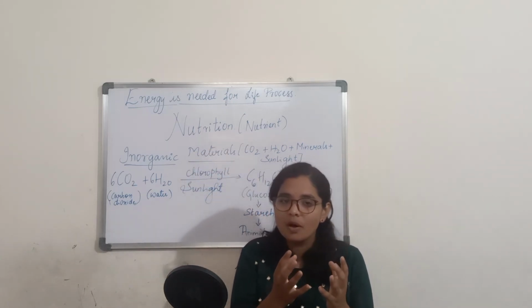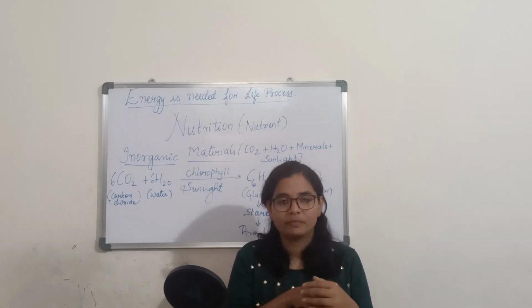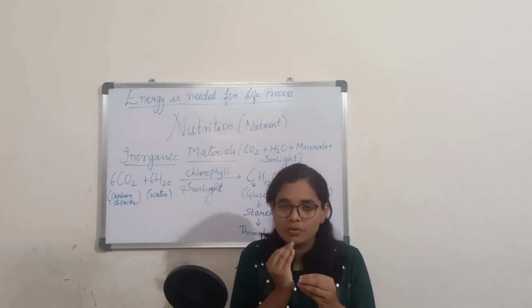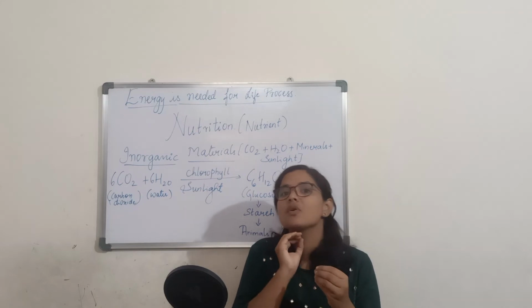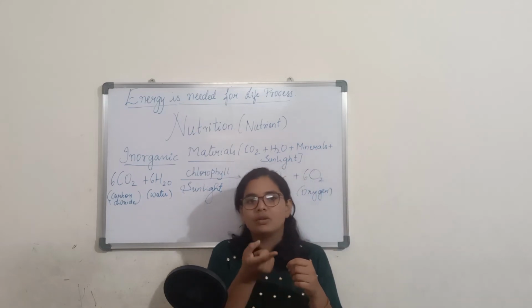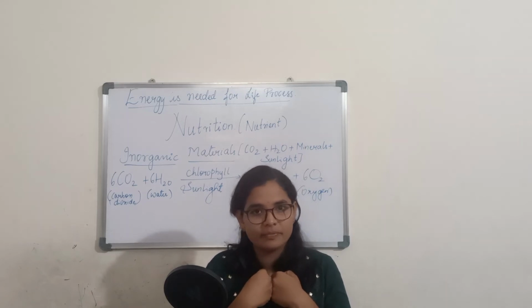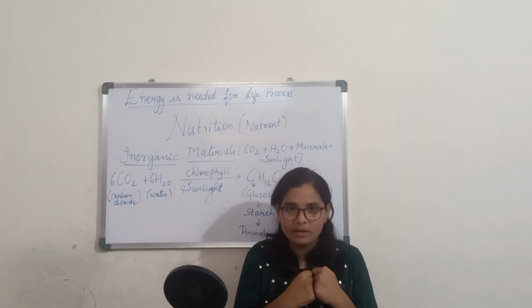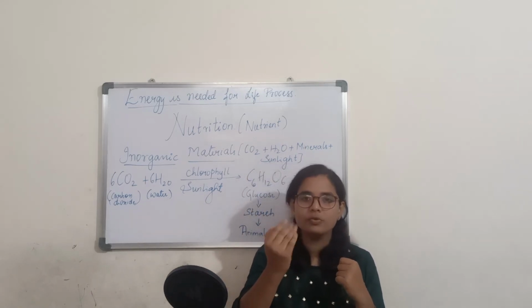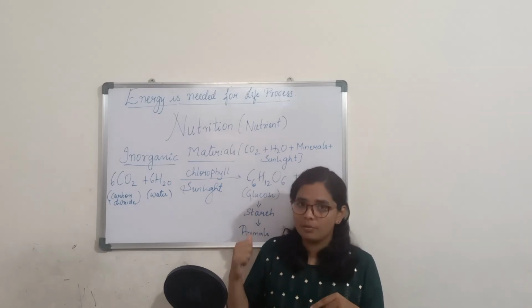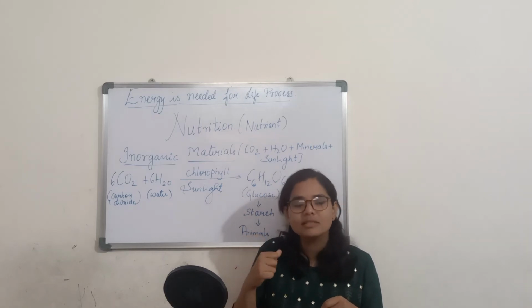Sunlight is absorbed by the chlorophyll. Where is chlorophyll present? Chlorophyll is present in organelles called chloroplasts. So what does chlorophyll do? They absorb the sunlight energy. We are getting water from the roots. And one more thing, carbon dioxide. Who is taking this carbon dioxide?